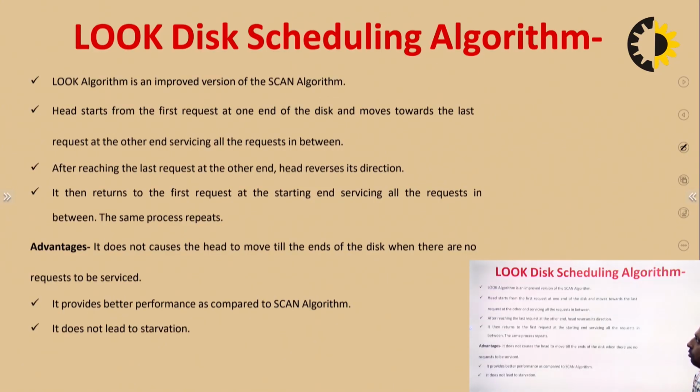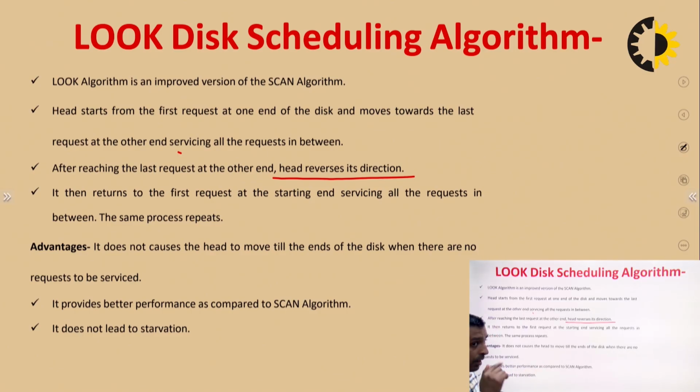Now next is LOOK disk scheduling. LOOK disk scheduling is the same as scan scheduling, but the LOOK algorithm is an improved version of scan. The head starts from the first request at one end of the disk and moves toward the last request at the other end, serving all the requests in between. After reaching the last request at the other end, the head reverses its direction. This is the difference. From the last request, the head moves in the other direction. If the head is moving forward, it will move backward, and if backward, then forward after serving the last request in that direction.